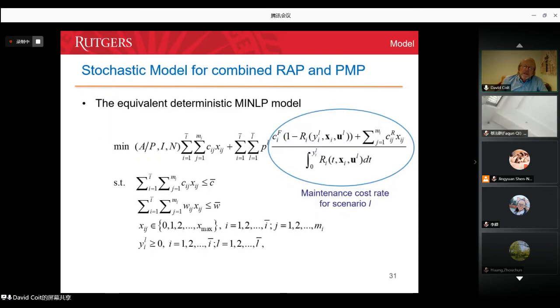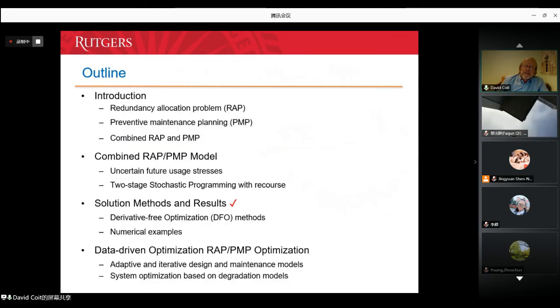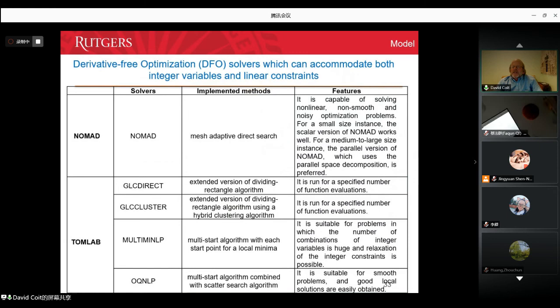Well, this is a hard problem. It's got everything. It's probably non-convex. It's intractable. It's nonlinear. It's a hard problem to solve. So at the time, and we've done other things since, we looked at these derivative-free optimization, kind of black box solvers. And these are examples of publicly available black box solvers. So derivative-free. I don't want to take the derivative of that equation.